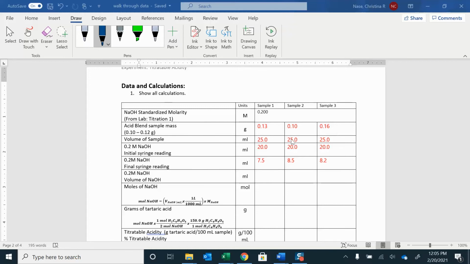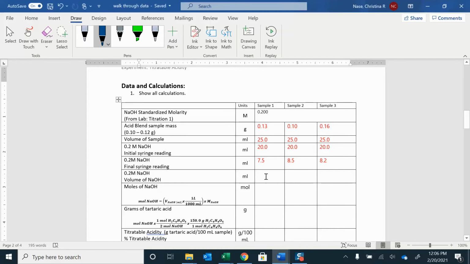You have to get your masses. If you're using 25 mils, as it's recommended, of water to dissolve your sample, we picked 25 mils to simulate if you were to measure a sample of wine and you use 25 mils of the wine, a 25 mil aliquot. And then you have your initial volume, your final volume.